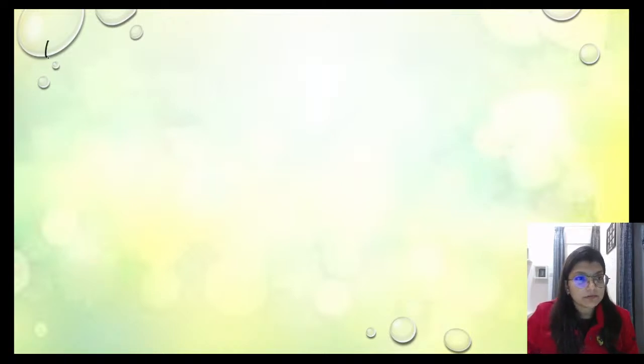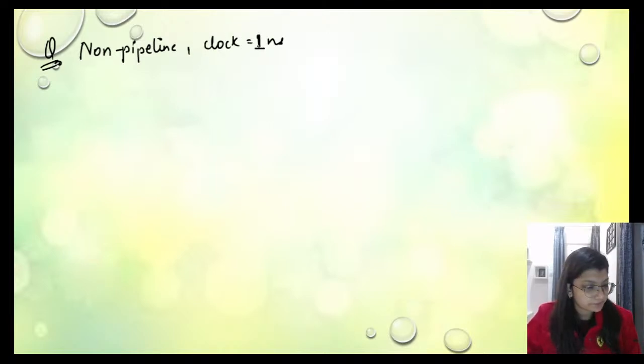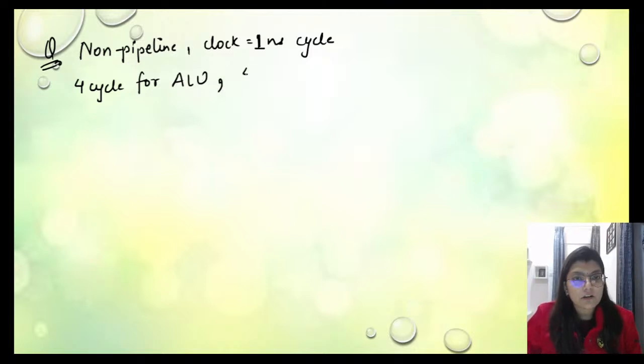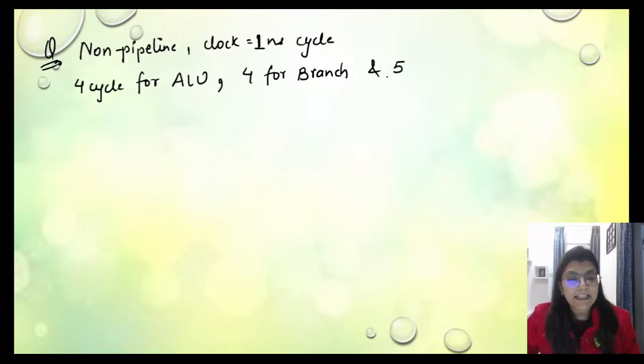This question is for computer science. It is given to us that we have a non-pipeline. In the non-pipeline, the clock takes 1 nanosecond for 1 cycle. Then they are saying that we have allocated 4 cycles for ALU operation, the arithmetic logical unit, 4 for branch, and 5 cycles for memory operations.